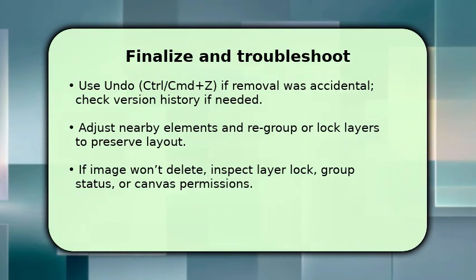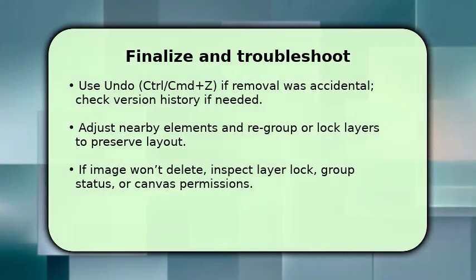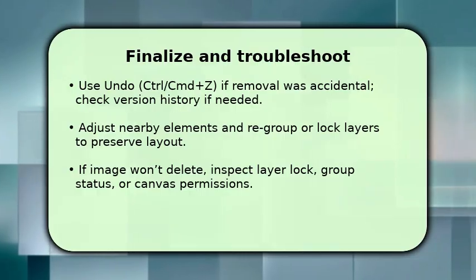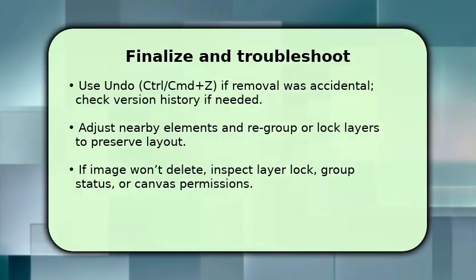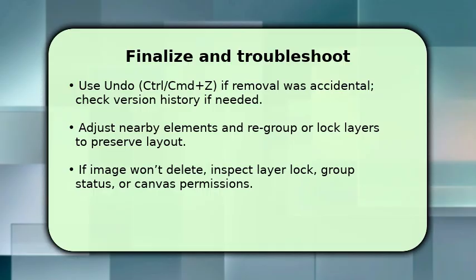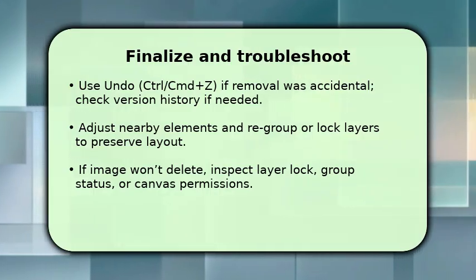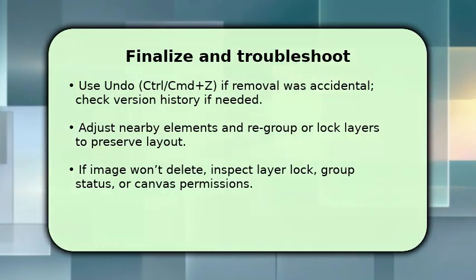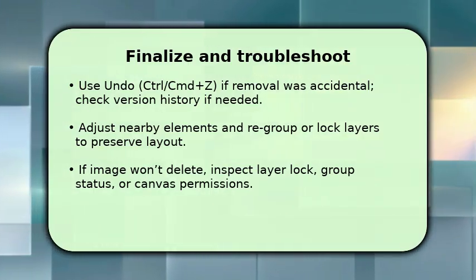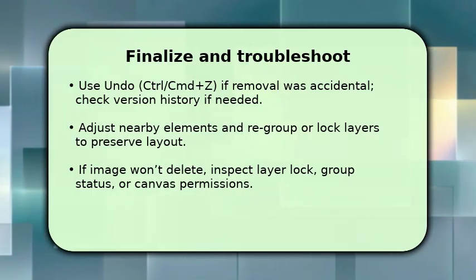If you removed an image by mistake, use Undo, Control or CMD+Z immediately, or visit version history to restore earlier states. If the image resists deletion, make sure it isn't locked, part of a group, or protected by file permissions. Ungroup or unlock it and try again.